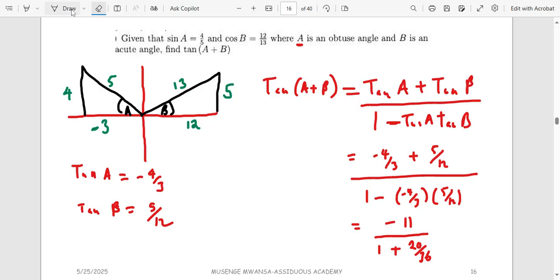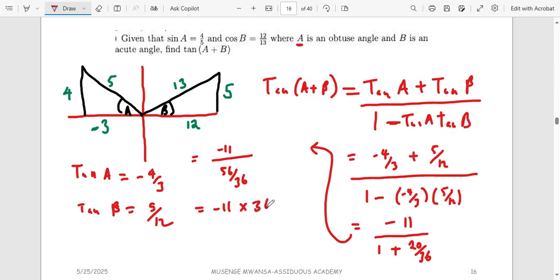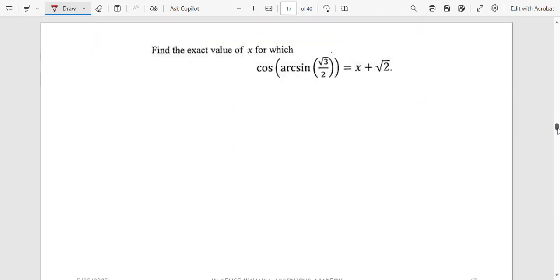56 over 36. So I'm going to bring it here. So I've got negative 11 over 56 over 36, which is the same as negative 11 divided by 56 over 36. But if we change it to times, the 36 will go on top, 56 will come down. Okay. So please complete that. You put the answer there. So that's how you go about that one. I hope that's okay. Yes.